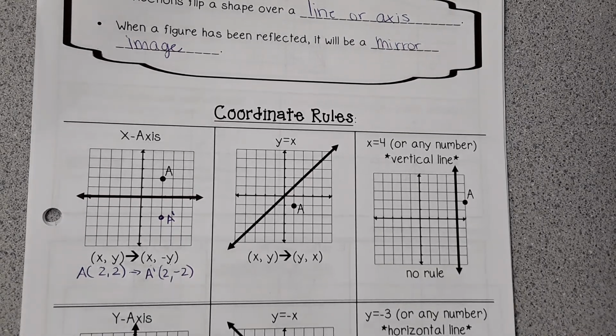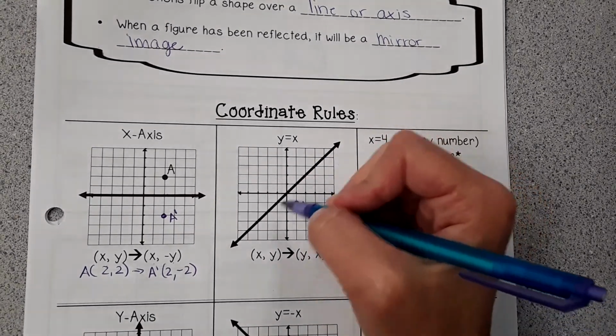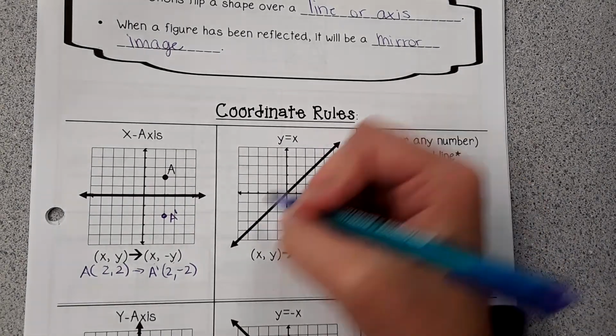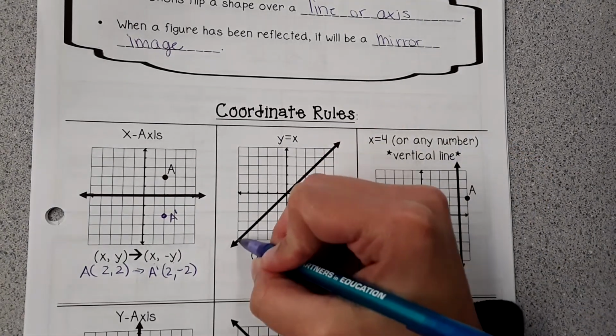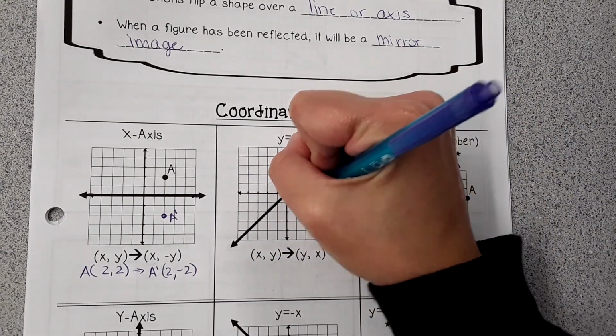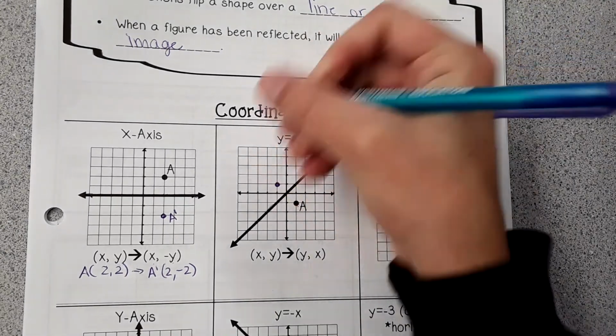Okay, the next one, it shows a line of y equals x. So A is going to reflect over the line of y equals x. With this line, it is a diagonal, as you can see, and it has a positive slope, so it's going up and to the right. So A needs to be the same distance on the other side, so we get A prime.